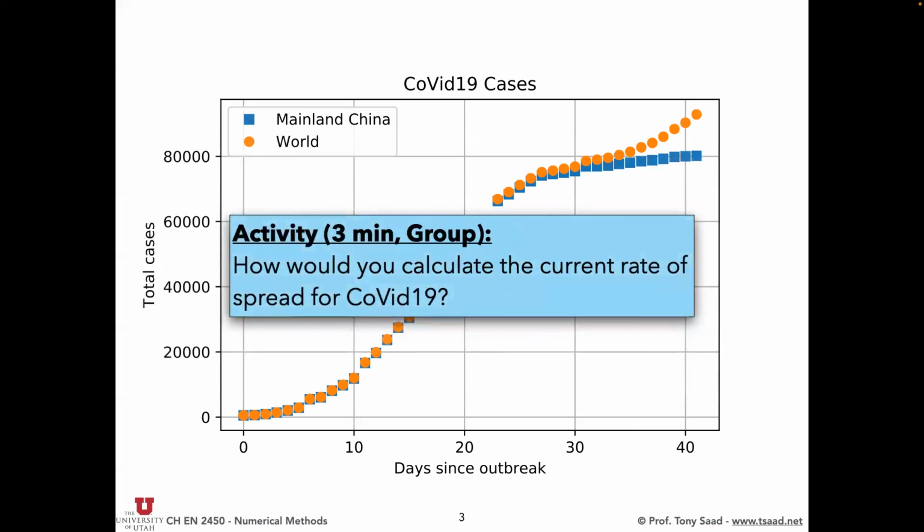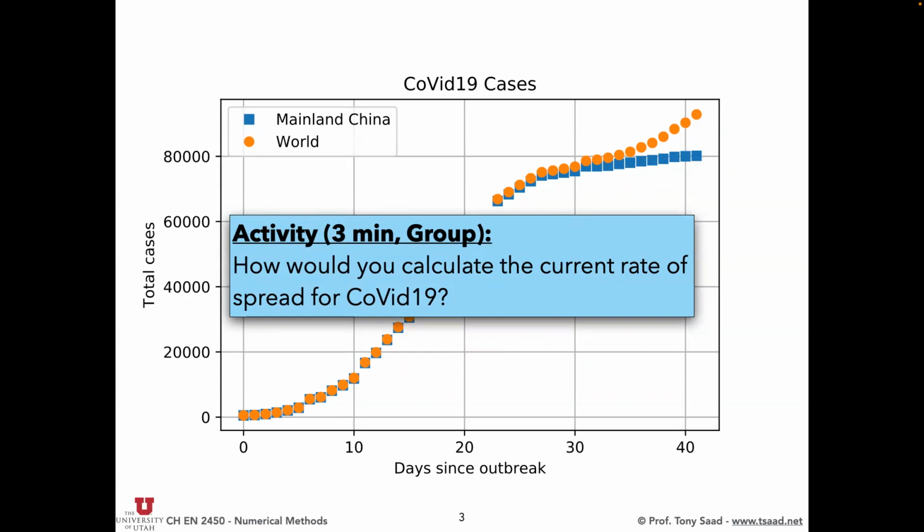And then I asked the class, and I'm asking you, how would you calculate the current rate given these data? You have total cases per day. On the x-axis you have the day, on the y-axis total cases. How would you calculate the rate of spread of COVID-19? From this graph, you have a rate of change of cases per day. Initially we had maybe two or three cases per day, but as we start picking up here, the slope is going up, and you're increasing the number of cases per day. So how would you predict that?